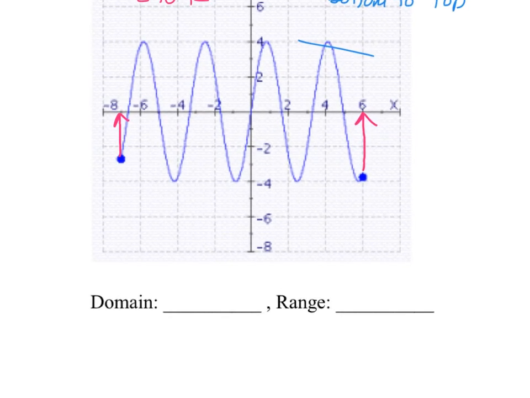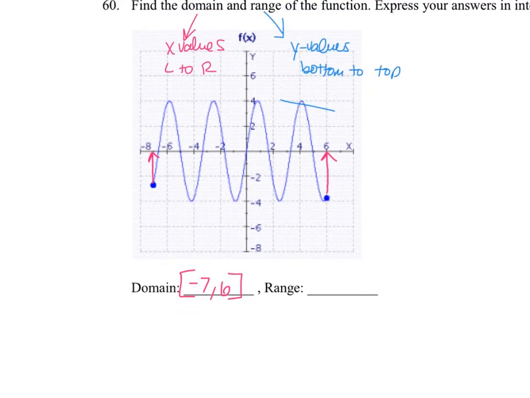From where to where? -8 to 6. That's not 8. -7 to what? +6. And what goes on either end? Why? Because the dots are closed. So my range is going to go from the bottom. What's the lowest this graph hits? -4. And what's the highest this graph hits? +4. Is it open or closed?